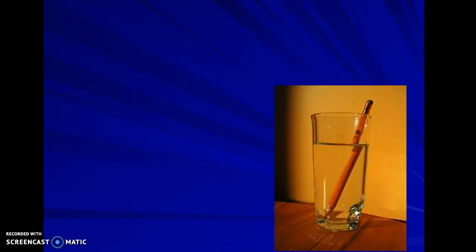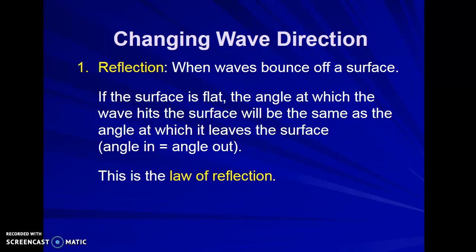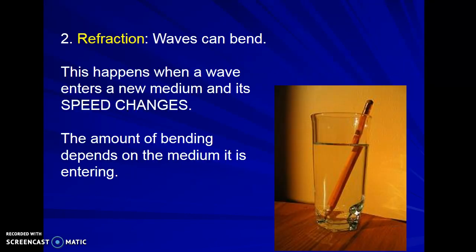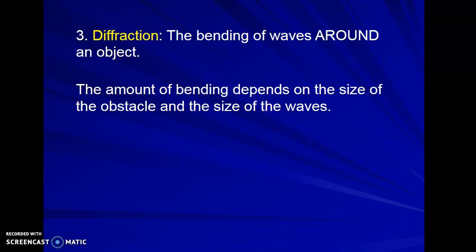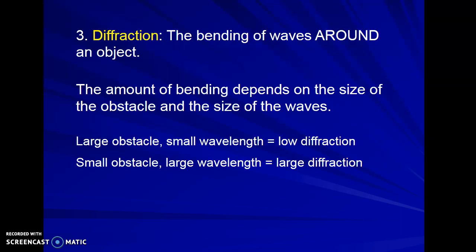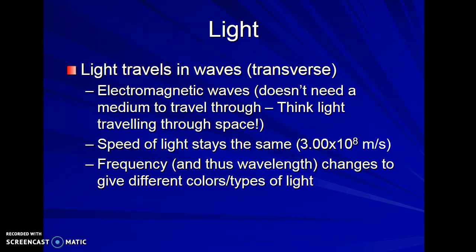So again, just to recap real quick: reflection, they hit and bounce back. Refraction, they're going to travel through, but they're going to bend as they travel through a new substance or medium. And then diffraction, we're going to bend around. So the three ways that we can change our wave direction is by bouncing off, traveling through, or bending and going around.